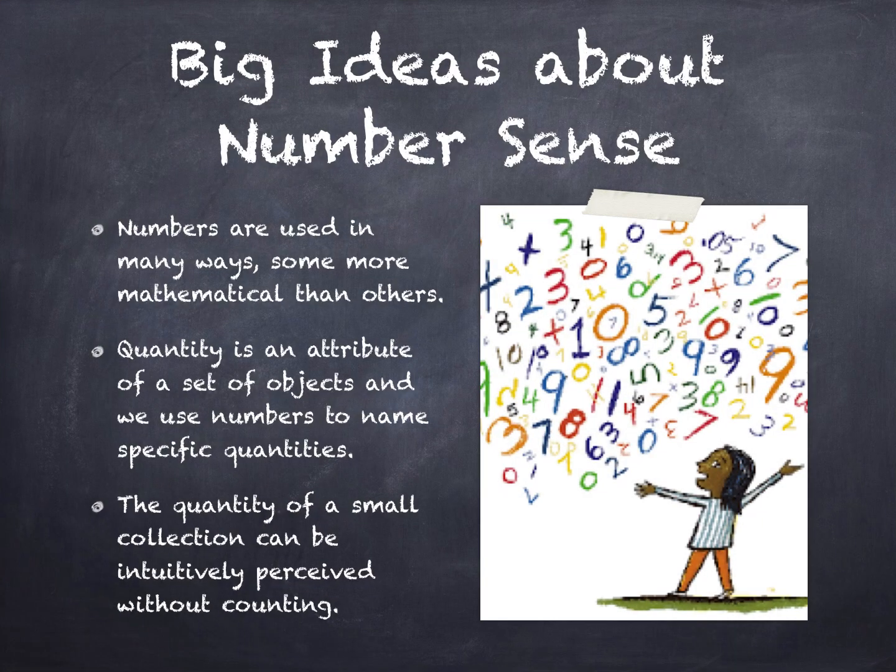The three key big ideas presented in this chapter of the book are that numbers are used in many ways, some more mathematical than others. Quantity is an attribute of a set of objects, and we use numbers to name specific quantities. The quantity of a small collection can be intuitively perceived without counting. In this video, we'll briefly review the definition and theory behind each of these ideas and then share implications and ideas for your teaching practices.